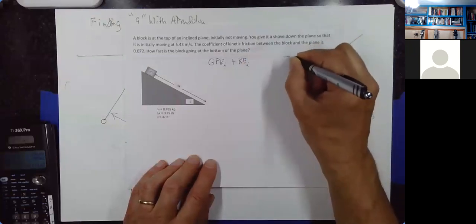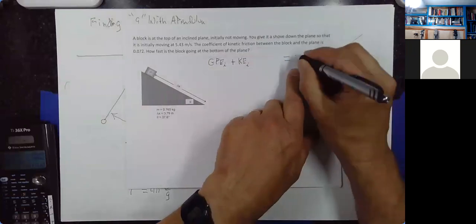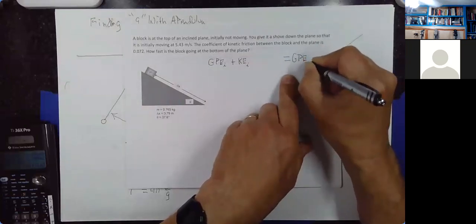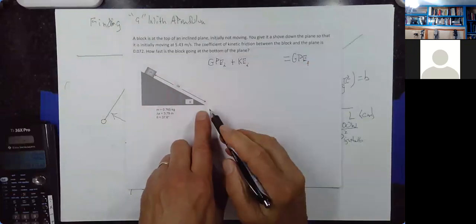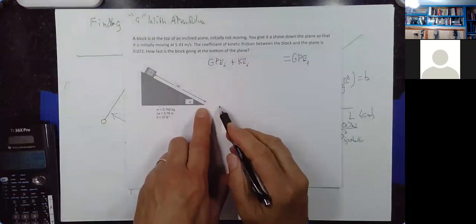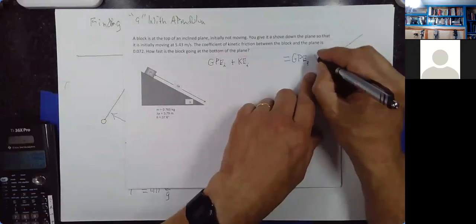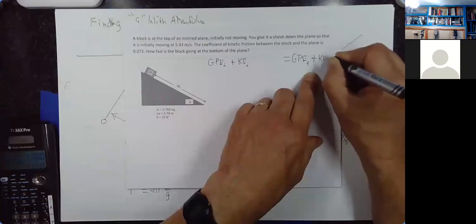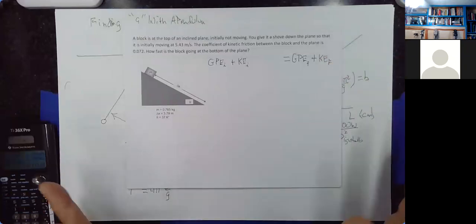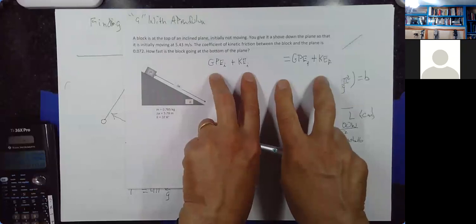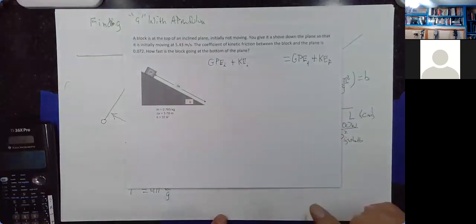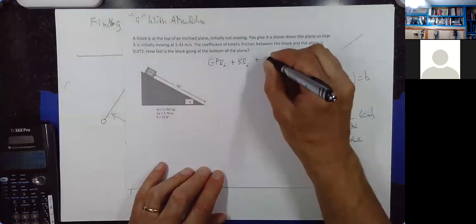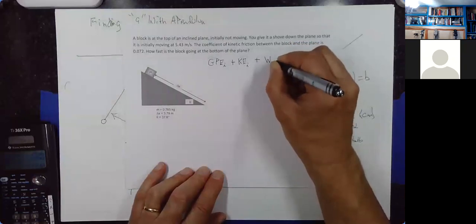And if there was no friction, we would have the gravitational potential energy final, which I'm going to define to be 0 down here, so that'll be 0, but plus the kinetic energy final. And if there was no friction, these two would equal each other. But because there is friction, something I add to this is the work done by friction.